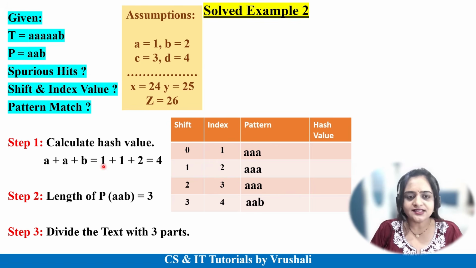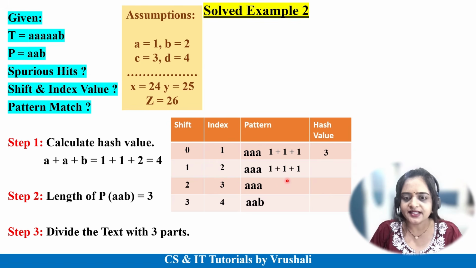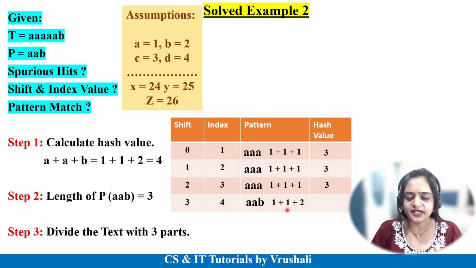Now apply the same formula of hash value. For A, all the values are 1, right? So 1 plus 1 plus 1 equals 3. Again the same thing, 1 plus 1 plus 1 equals 3. Again the same pattern, the answer is 3. And in the last one, 1 plus 1 and the value of B is 2, so the answer is 4. In this way you have to find the hash values. Now again shift and index are given. Shift always starts from 0, that is 0 to 3. Index always starts from 1, that is 1 to 4. In this way you have to generate this table.